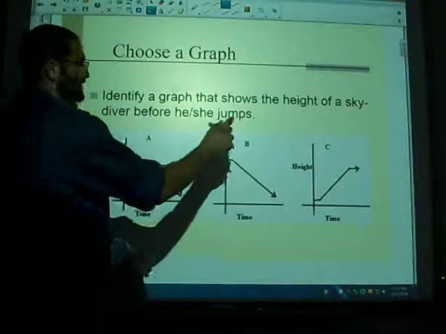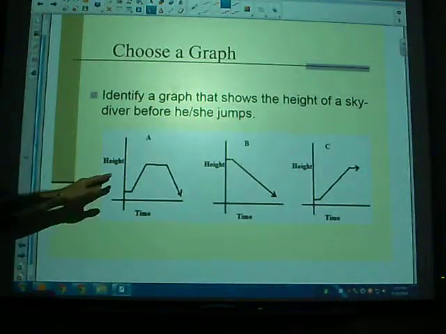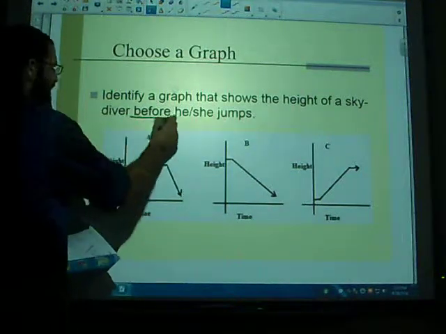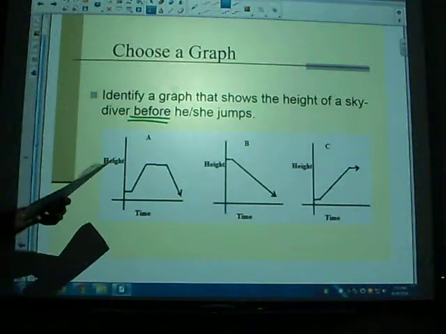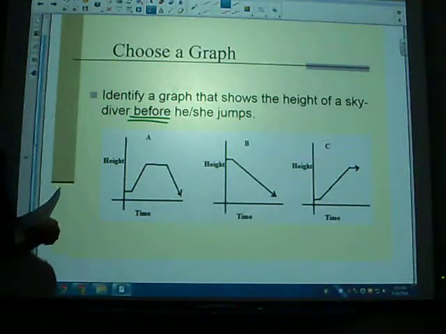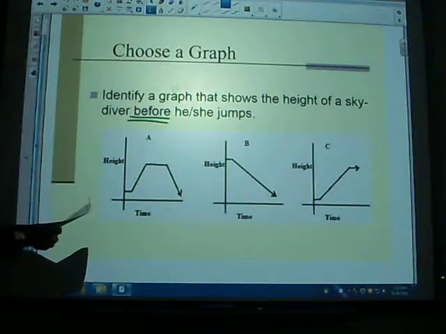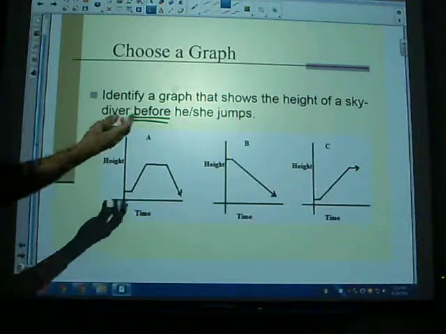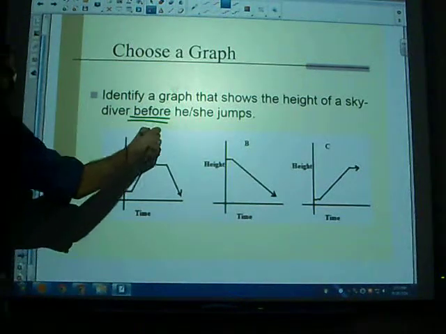Identifying the graph that shows the height of a skydiver before he or she jumps. So which graph would be the correct one? Well, notice that it's before he or she jumps. So the skydiver probably needs to get in the airplane, go up in the skies, maybe fly around a little bit, and then jump out of the airplane. Take your best pick. And my pick is A.